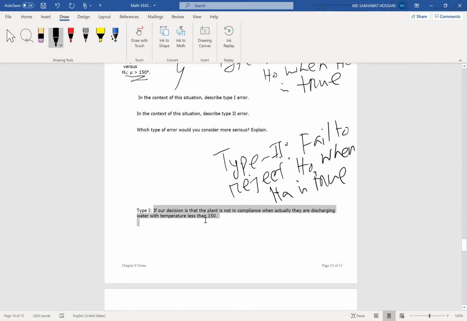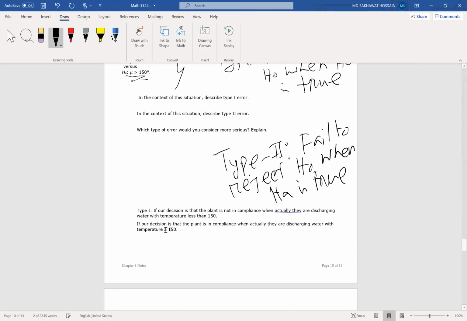Okay, so now let me give you another situation. So what do you think about this statement? If our decision is that the plant is in compliance when actually they are discharging water with temperature less than 150, is it a correct decision or any type of error? Yeah, this is a correct decision. You're right. Great.